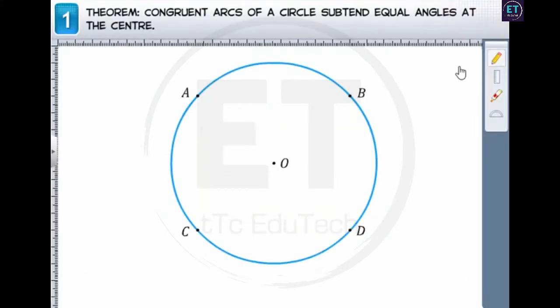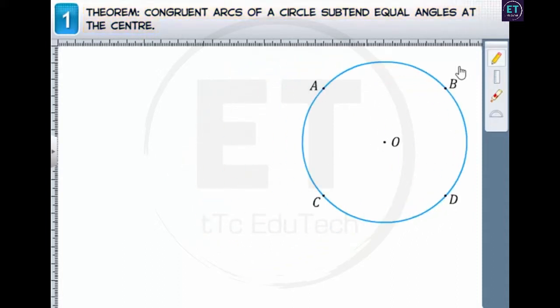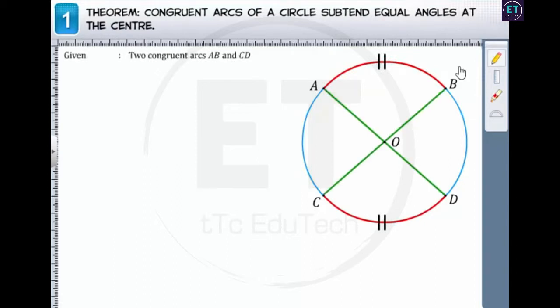Now, let us use the properties of congruent arcs of a circle to prove a theorem. The theorem states that congruent arcs of a circle subtend equal angles at the center. Now, we have to prove that if AB and CD are 2 congruent arcs, then angle AOB is equal to angle COD.